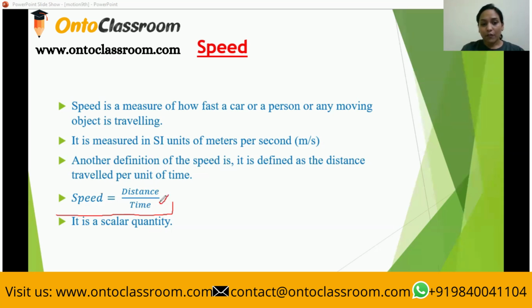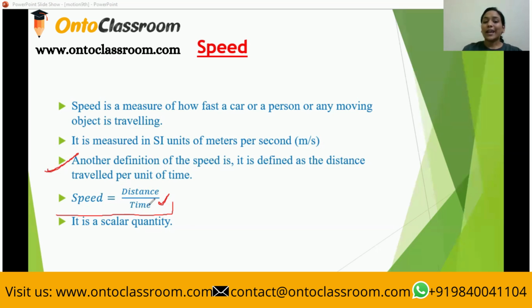From this formula we can make the definition of speed. That is, speed is defined as the ratio of distance and time. If we take the ratio of the distance and time traveled by an object, we can calculate the speed. So here I have mentioned another definition of speed, and you can get that definition from this formula.